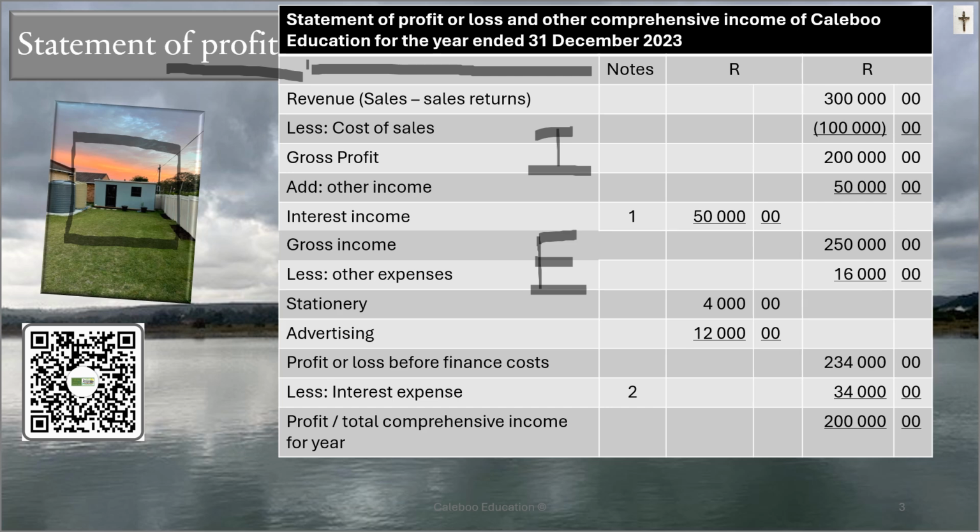So if we look at this example here, that of Calibu Education for the year ended the 31st of December 2023, we have our income, sales, less the cost of sales, and that's going to give our gross profit. So the first part of this statement, we are showing the gross profit. How is the gross profit calculated? Revenue, sales less cost of sales. And if there were any sales returns, that would be taken off sales.